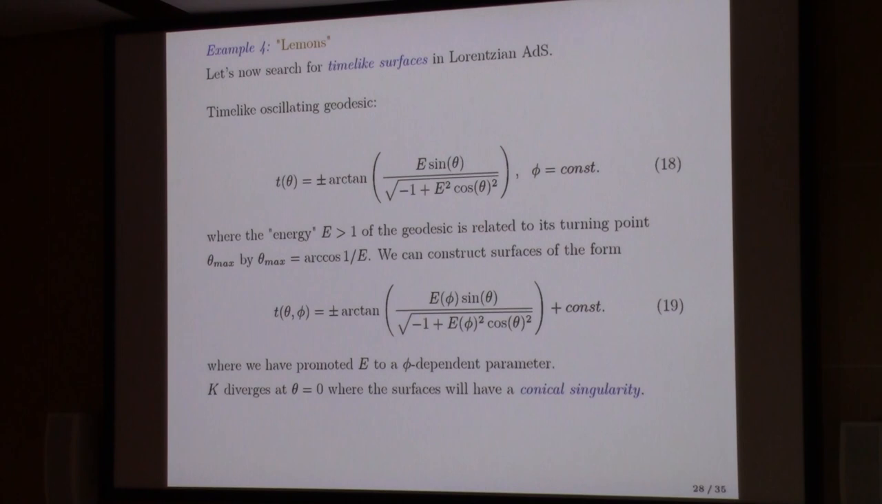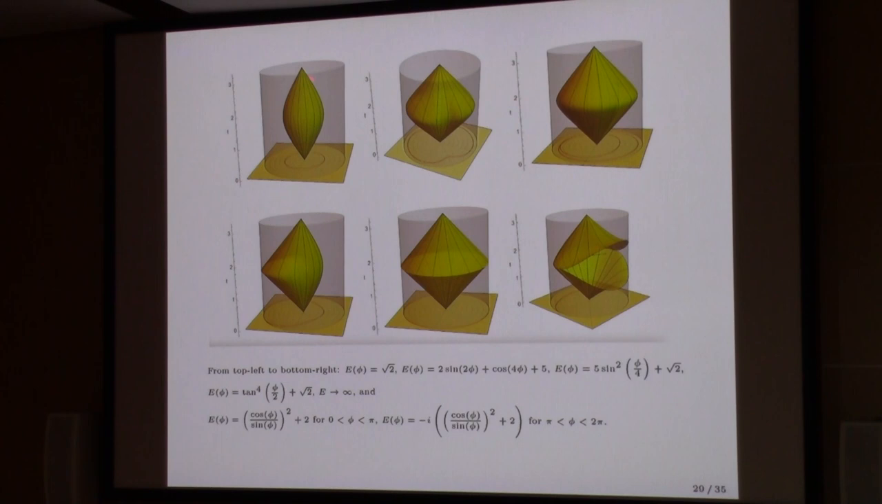Essentially, in AdS, we know that there are these time-like geodesics, which oscillate through the center of AdS periodically. They can be written down in this Gaussian system in this form, where E is a parameter you might call energy, because of course AdS has Killing vectors, so geodesics are going to have conserved quantities. And now if you make this E a phi-dependent function, you get this kind of expression, which is going to give you a surface which will automatically satisfy these equations of motion that I have shown for any choice of E of phi. And this is what they look like, and now you understand why I call them lemmas, because I put them in yellow and they slightly look like a lemon.